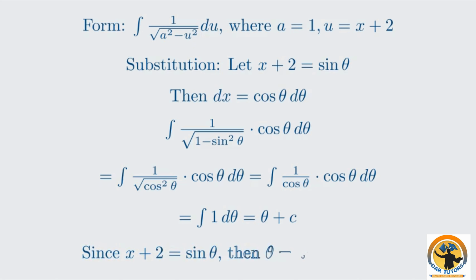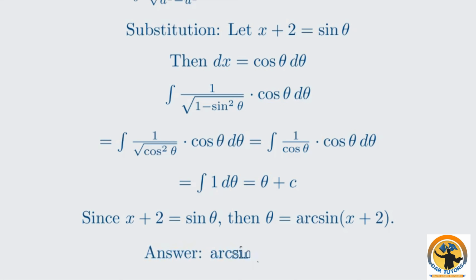Since x plus 2 equals sine theta, theta is the arcsin of x plus 2. So the final answer is arcsin of x plus 2 plus c. This shows how a trigonometric substitution can transform a seemingly difficult integral into a very straightforward one.